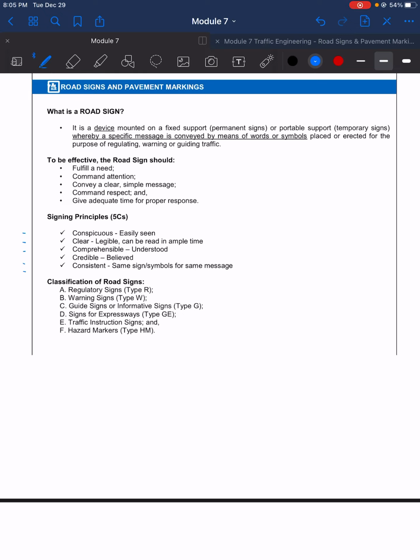Now, to do that, there are 5 signing principles which are called 5 C's. Kasi itong 5 signing principles na to all starts with the letter C. The first one is the road sign should be conspicuous or it should be easily seen.